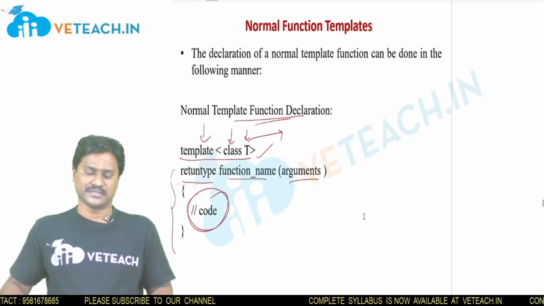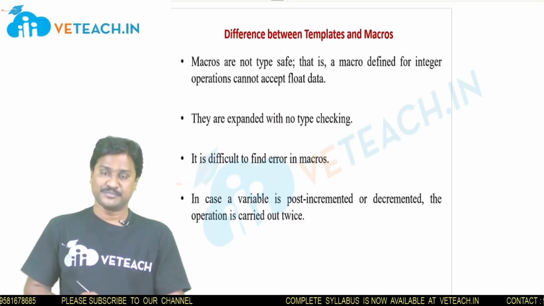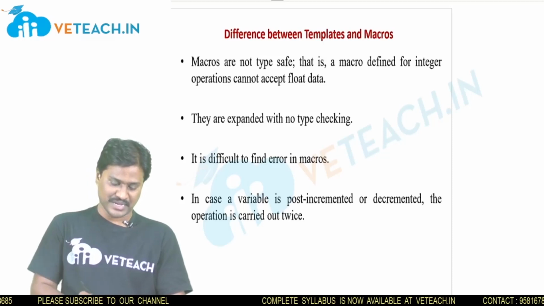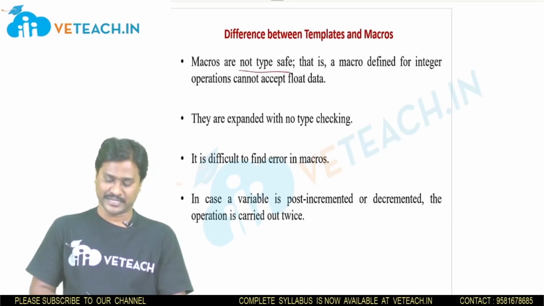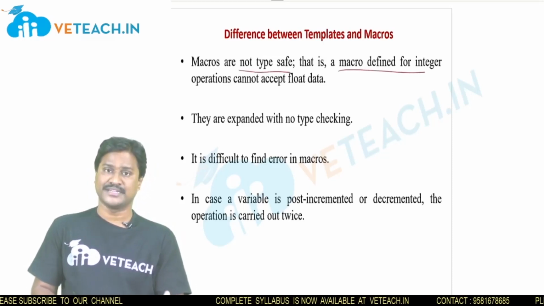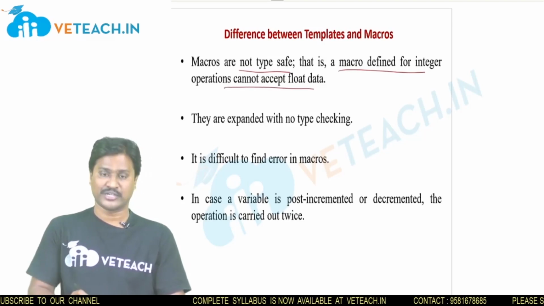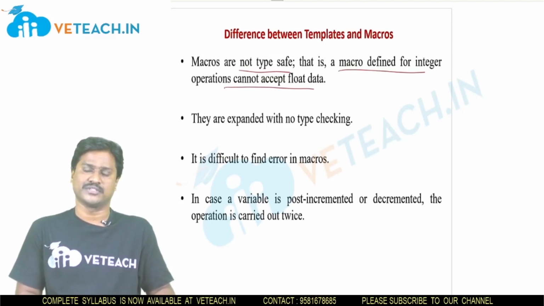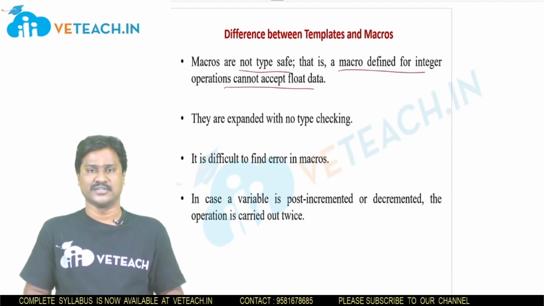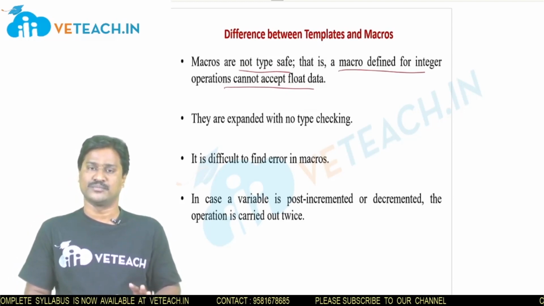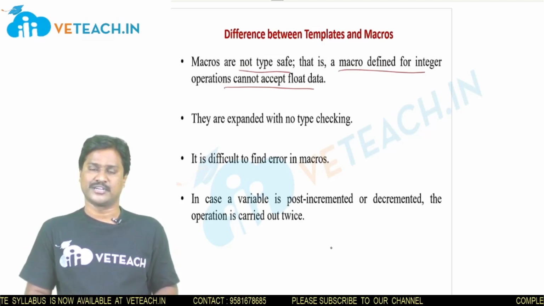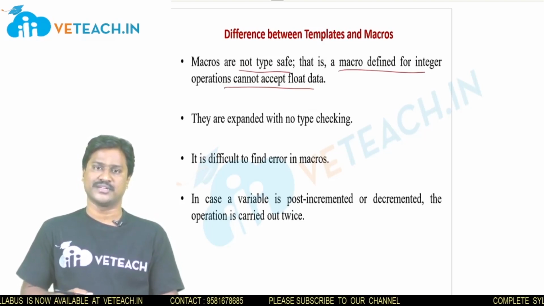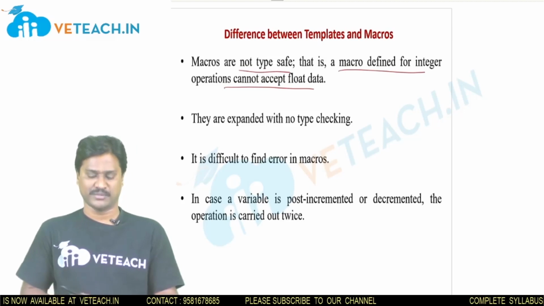working in this function. Coming to the difference between templates and macros: macros are not type safe, that is, a macro defined for integer operations cannot accept float data. When we define a macro for integer data operations, it does not support float data, whereas a template can be used for both. When we define a template data type, it can be used for processing data of type integer or float.